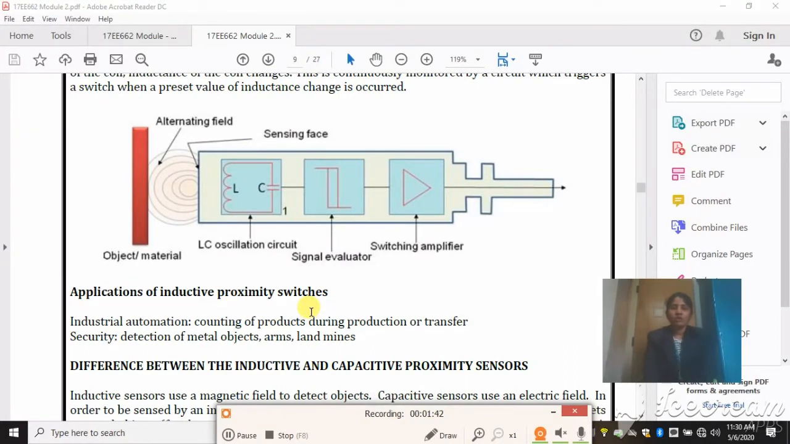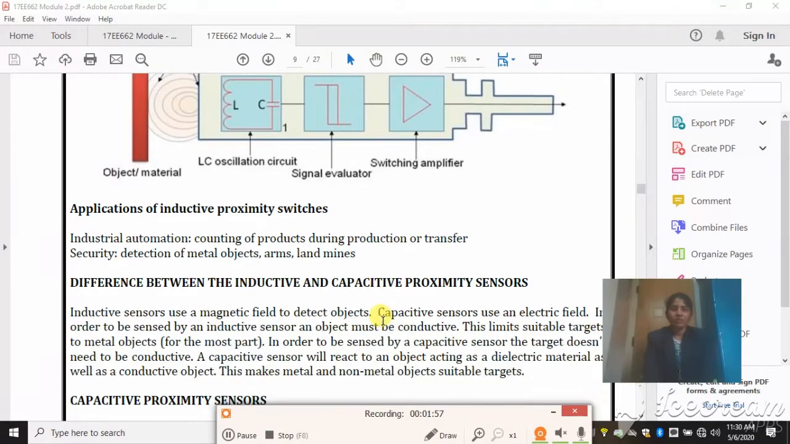The next application of the inductive proximity sensor is industrial automation, that is, for counting the number of products during production or transfer of a product. Another is security purposes, detection of metal objects, arms, landmines, etc.